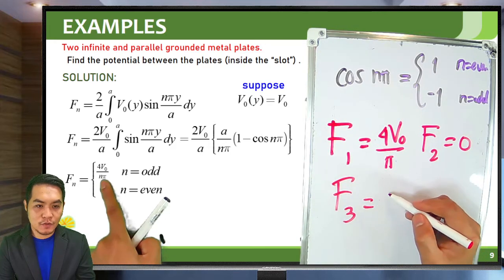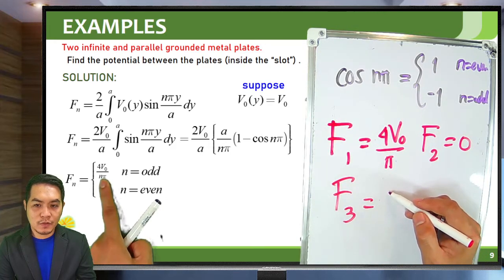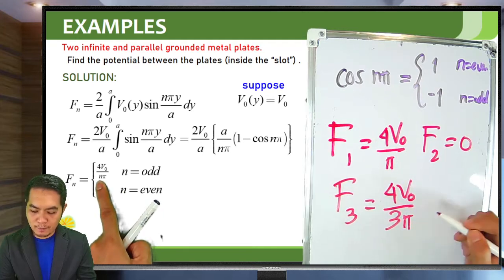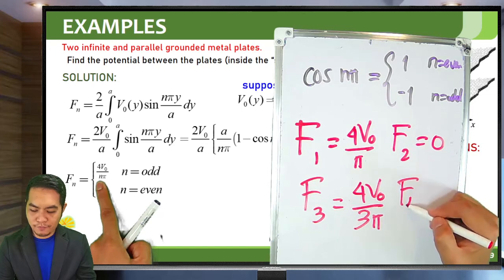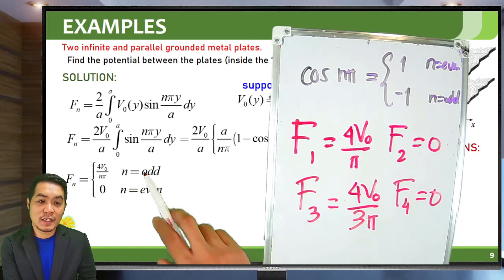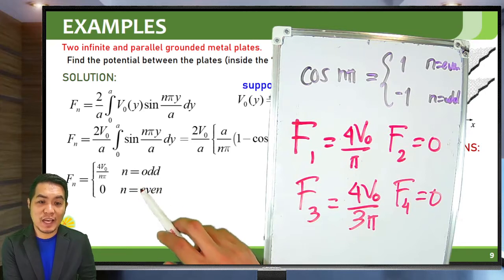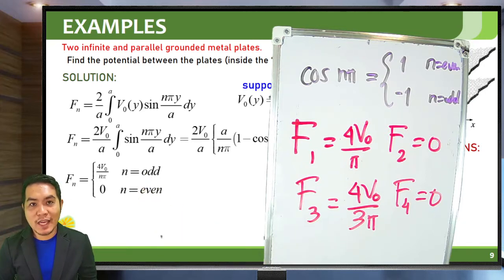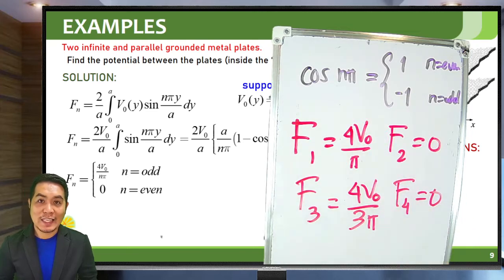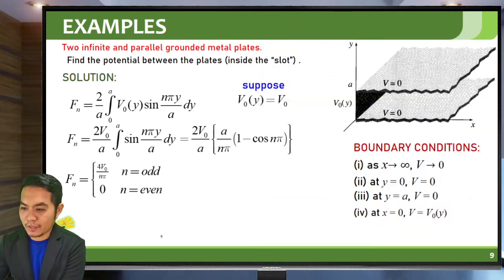And then f3: n is equal to 3, so 4 v naught over 3 pi, and then f4 again is 0 because it's even. So this is what these results imply. There are no even fn's, only odd fn. So f1 is 4 v naught over pi, f3 is 4 v naught over 3 pi. Okay.